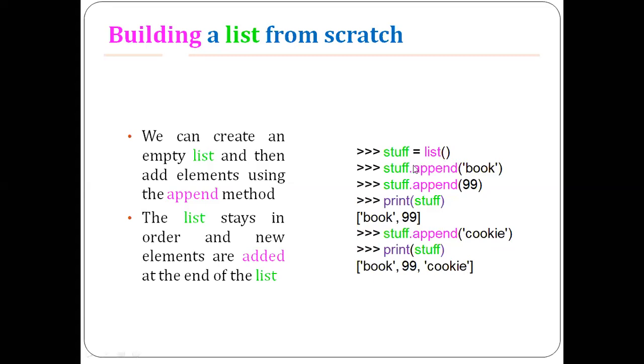So here we have created an empty list, right? The list is empty. Then we have appended the first two elements, and then we have printed it. The next instruction is we have appended one more element. Then finally we have printed the contents of the list on the terminal.